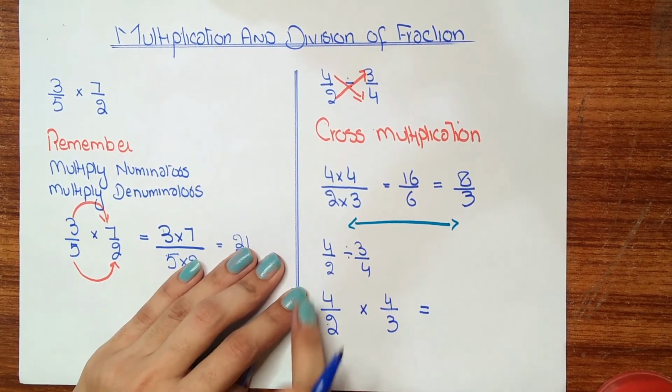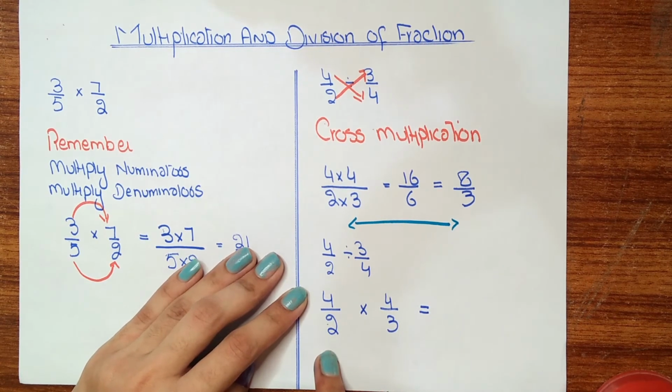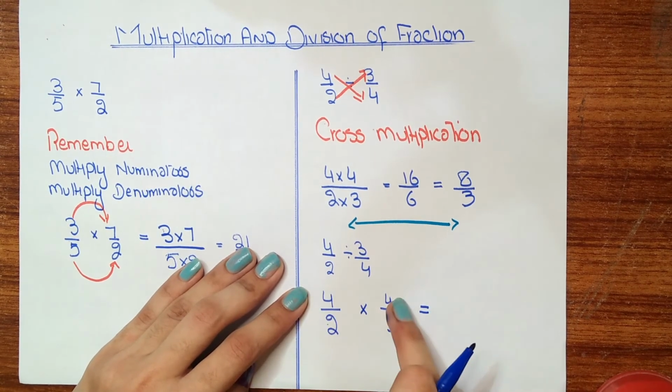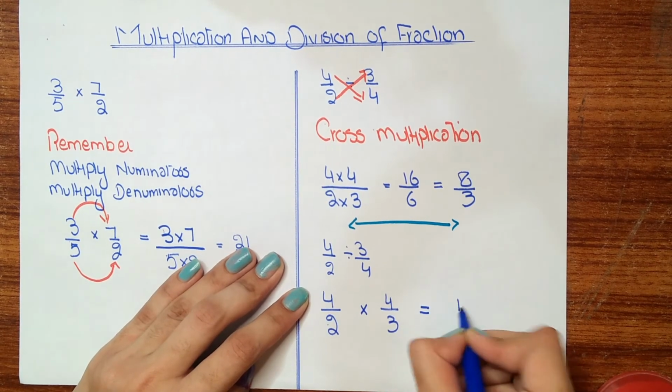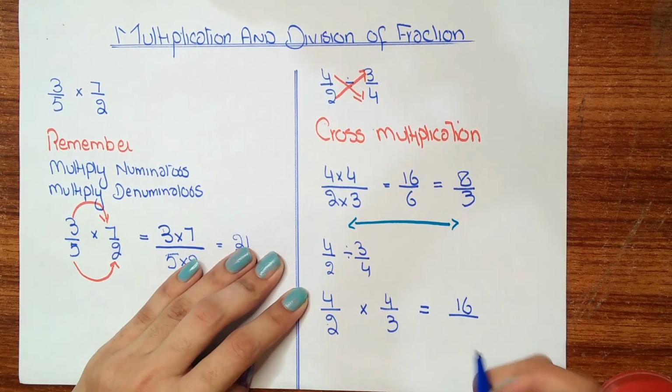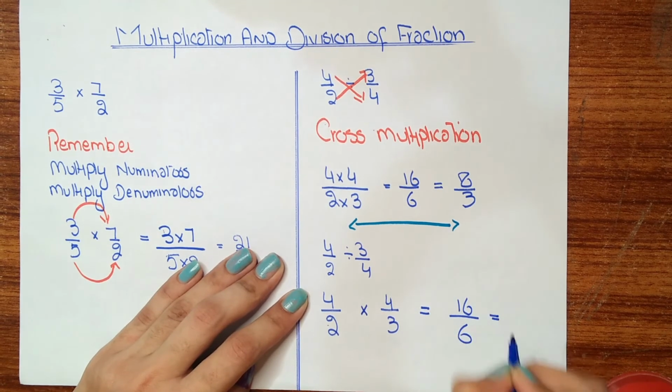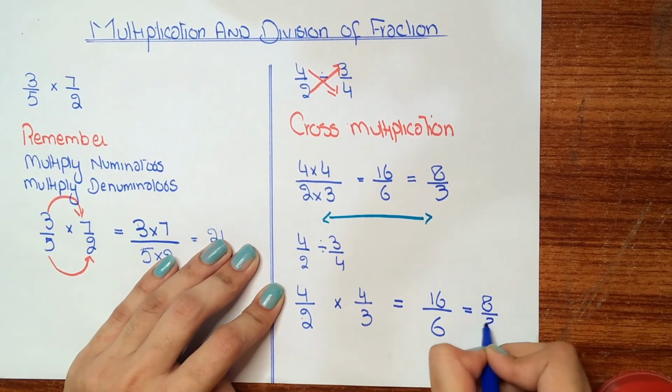So here it is exactly the same as the multiplication of fractions, in which we multiply numerator with numerator and denominator with denominator. So 4 into 4 equals 16. 2 into 3 equals 6. Our answer is 8 over 3.